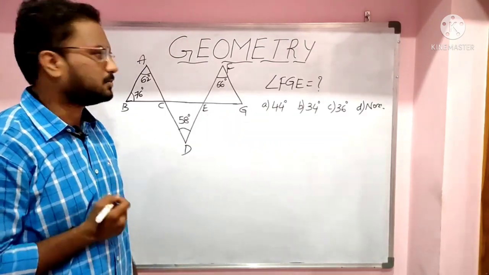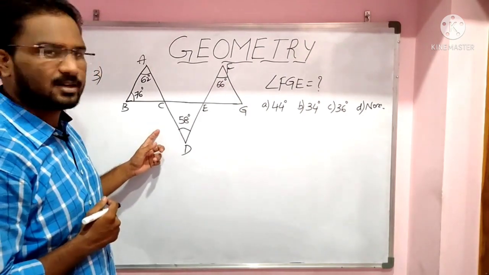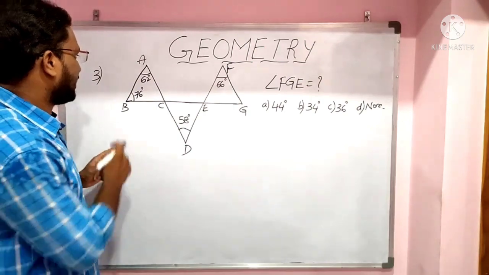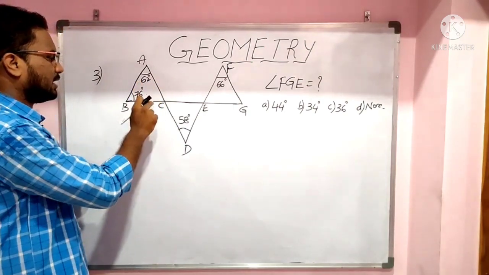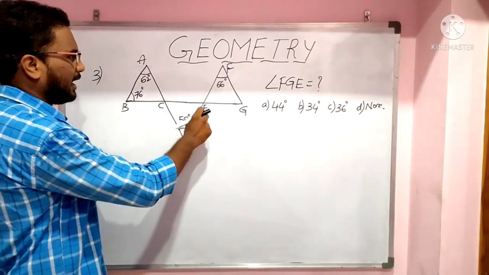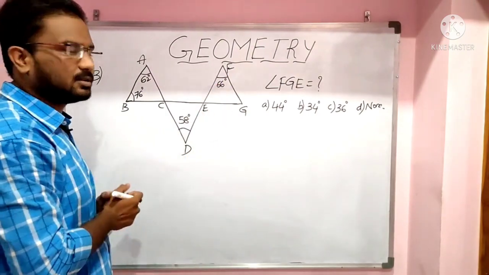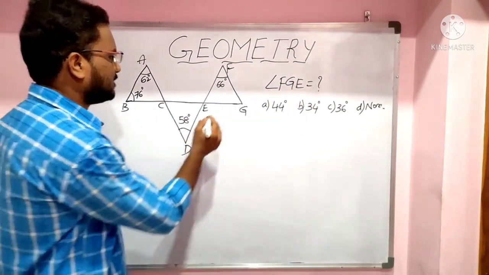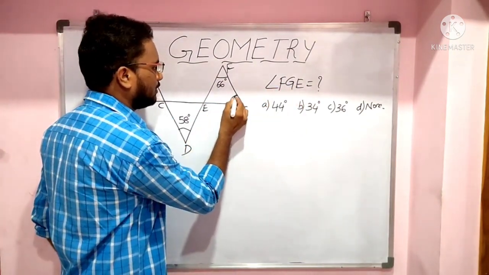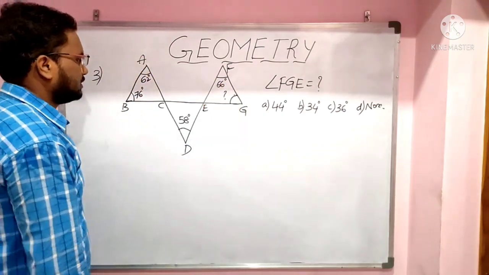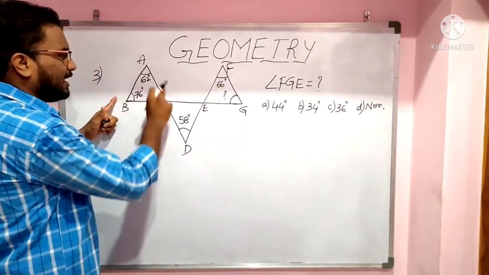So the next problem is given a figure, with some angles given. Angle BAC equals 62 degrees, angle CBA equals 76 degrees, angle CDE equals 58 degrees, and angle EFG equals 66 degrees, and we need to find angle FGE. This angle we need to find.